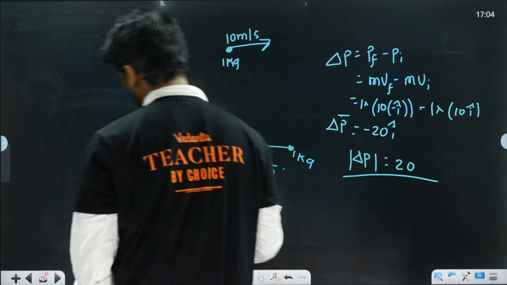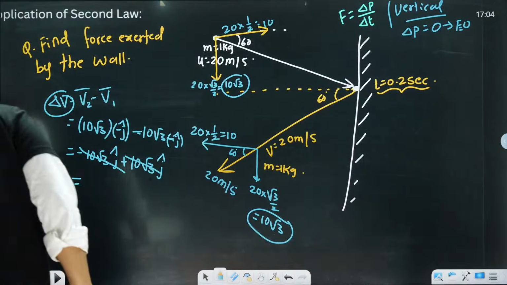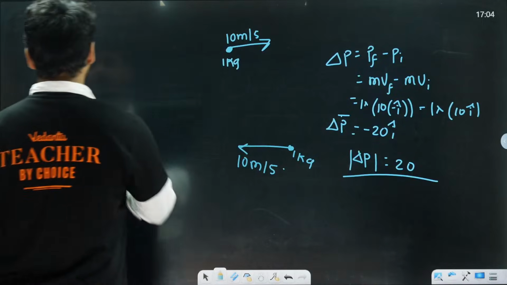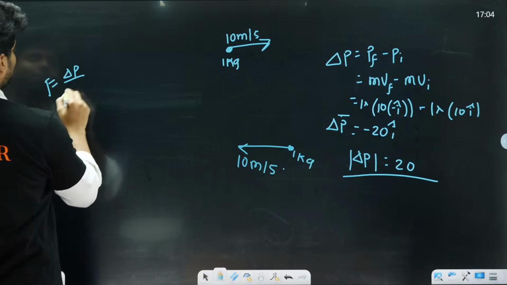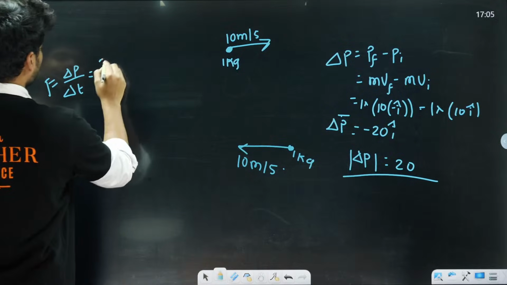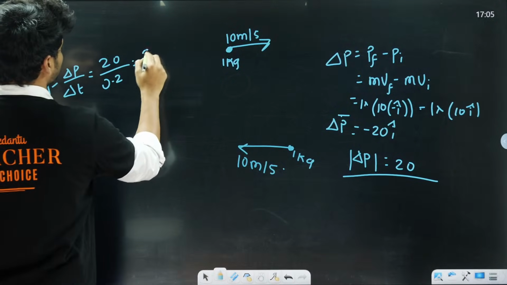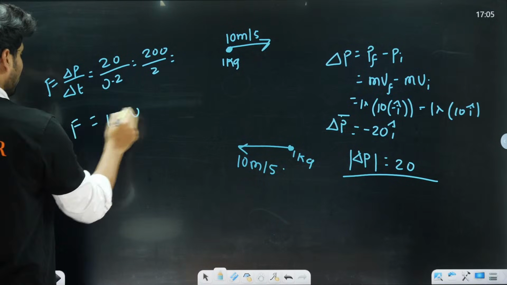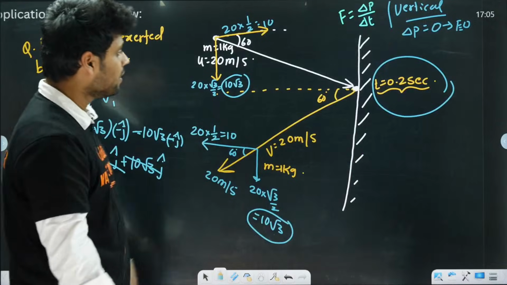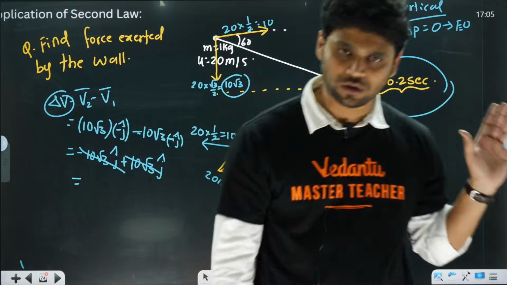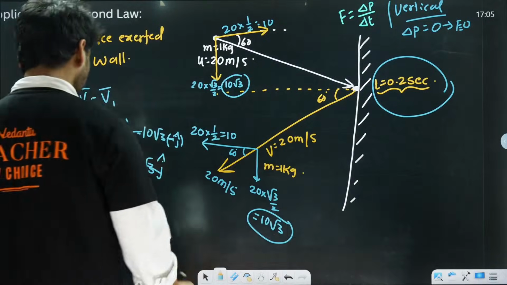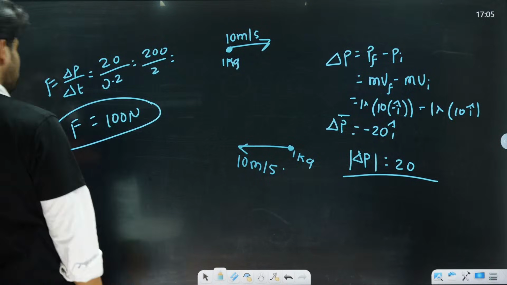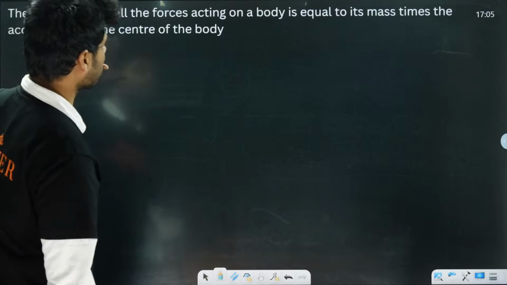What about time? How much time was it in contact? Tell me. 0.2 seconds. With 0.2 seconds, force is equal to delta P divided by delta T. Delta P is 20, divided by delta T, which is 0.2, right? So 200 divided by 2 is 100 Newton force. And all the force exerted by the wall is in only the horizontal direction. Good, very good Nandini. So 100 Newton force is there and all that force is only in the horizontal direction. Look, this is the statement.